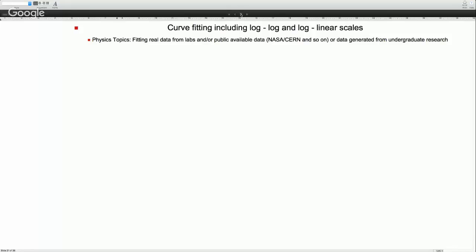When we talk about labs too, we should probably talk about curve fitting and the ability to use log-log and log-linear scales. And so they should fit some real data from their own labs and/or from publicly available data, sites such as NASA or CERN. They can curve fit to Planck data from the cosmic microwave background, for instance. There are lots of good public data sites with scientifically interesting data.